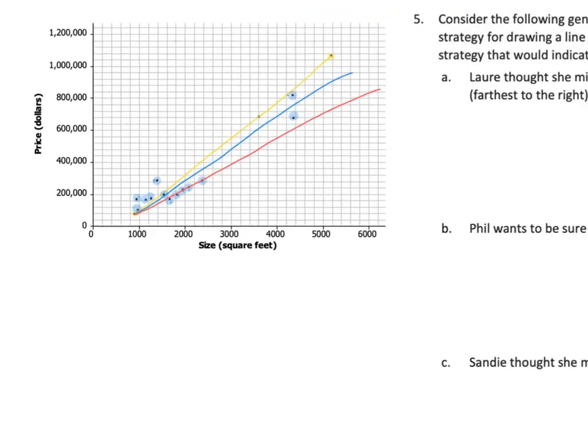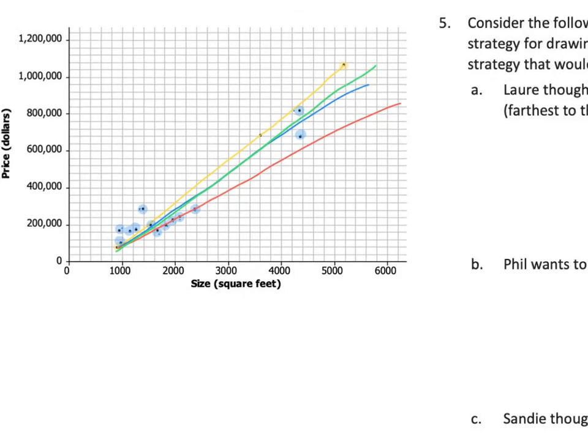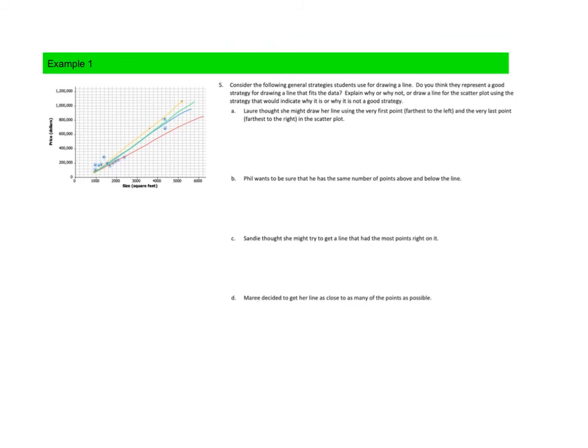And then Marcy decided to get her line as close to as many of the points as possible. So she said, you know what, it's probably not going to be able to go through all of them, but I want it to be as close as possible to all of them. So hers would probably be right around there. Okay. Now all these are pretty good strategies for this graph because the trend is pretty clear.